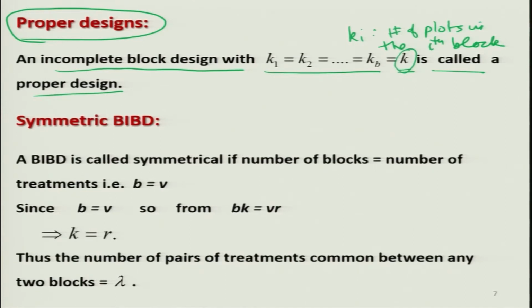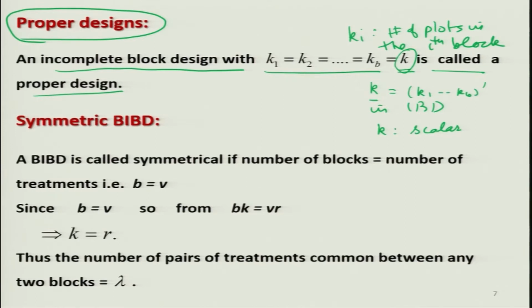Once again I will have your attention: in the case of incomplete block design, you had considered K as a vector quantity, K1, K2, ..., Kb transpose. But in this case K is a scalar quantity. So you have to be very careful when you are doing this algebra. Now you can see that in the case of BIBD you have considered that every block has the same number of plots K. That is why the BIBD we are considering is a proper design.